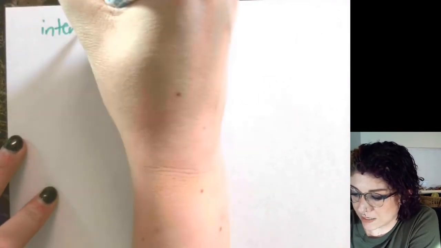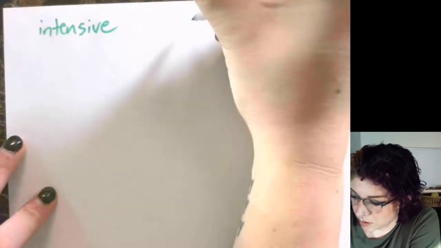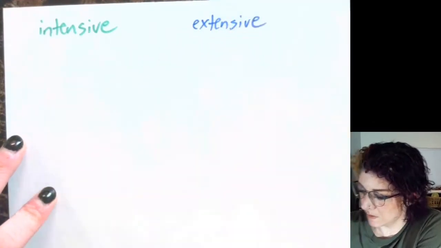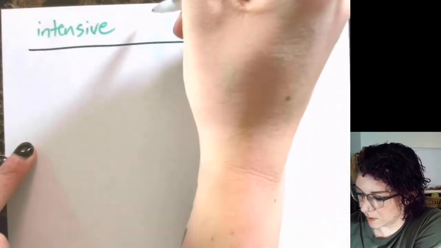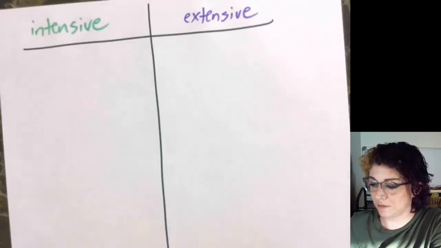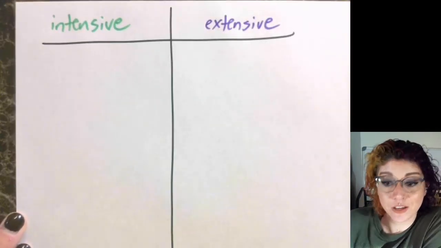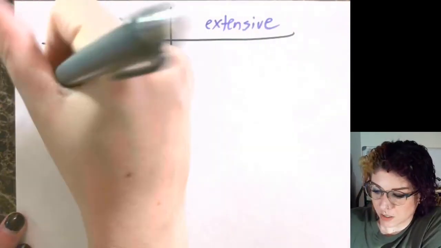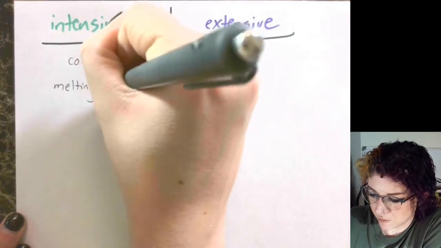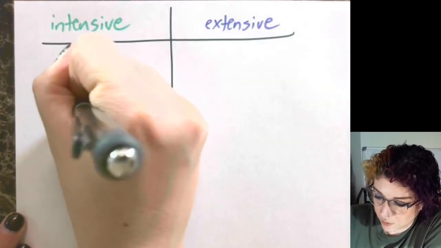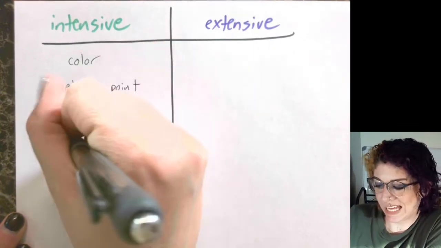Let's make a list of those common physical properties and categorize them as being intensive or extensive. So I'm going to make one column for intensive properties, one column for extensive properties. And let's make that list. Intensive properties, so they do not depend on how much you have, include things like color, melting point, boiling point, and density.